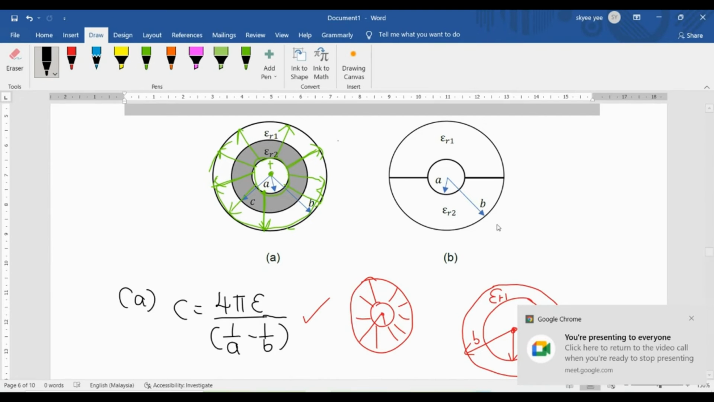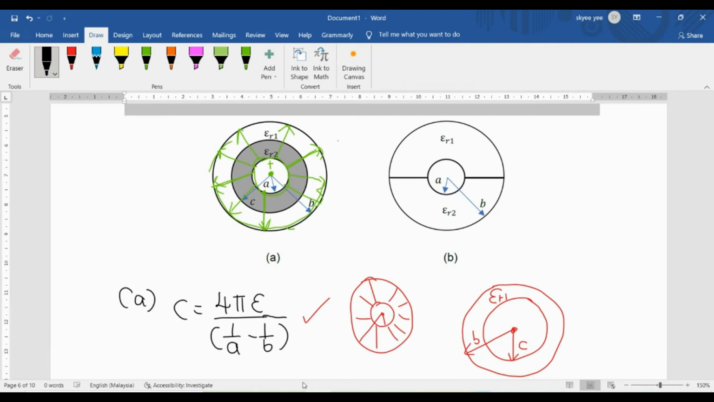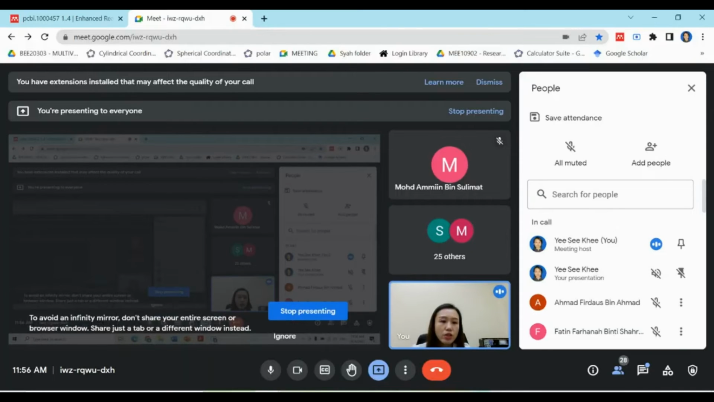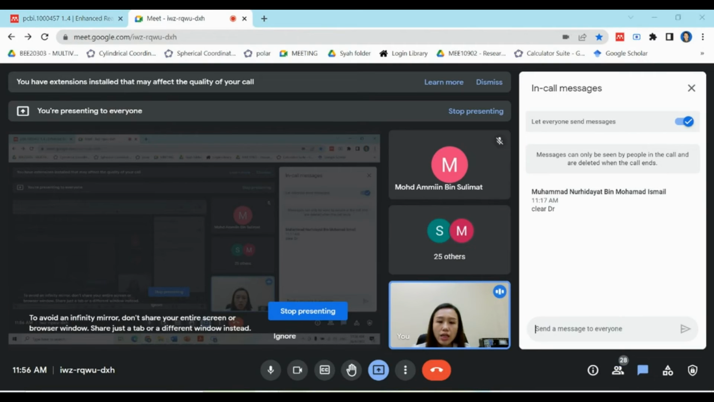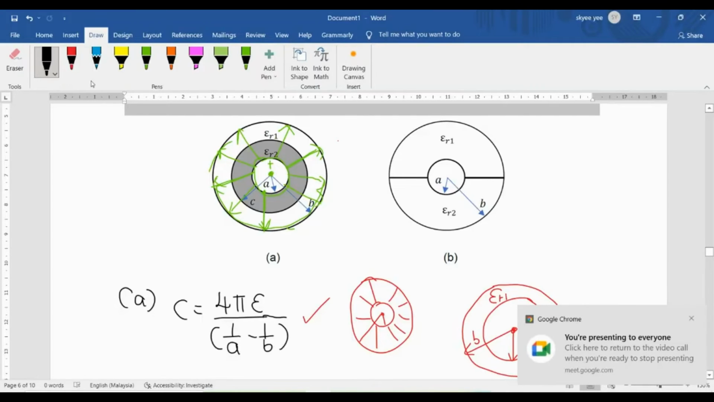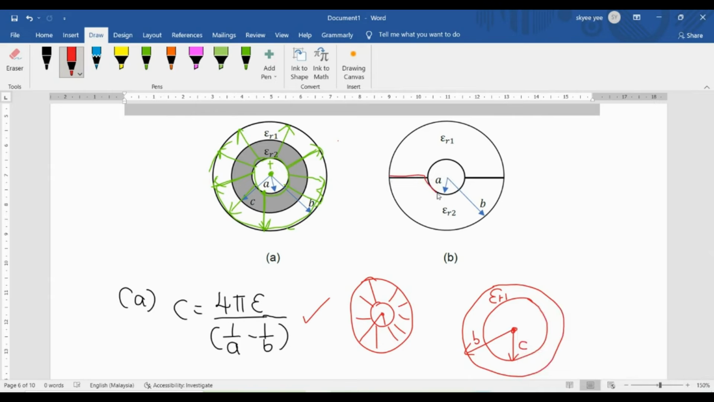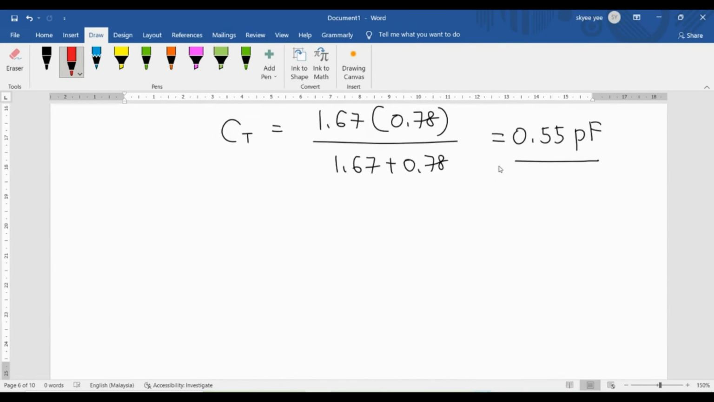Why can't we use it? Because the shape is different already. When you look at the capacitance now, for each of the materials, the shape will become like this. Obviously it is not a complete sphere. It's half of it. So this is the equation we derived when it is a complete sphere. For question B, we have to rederive.